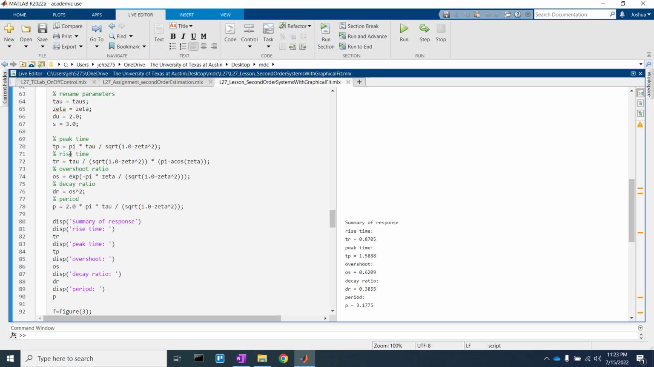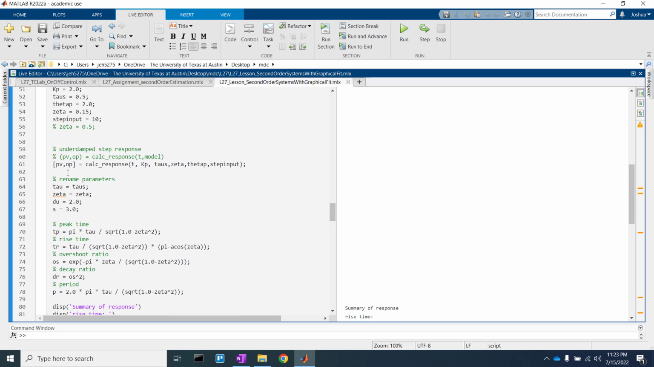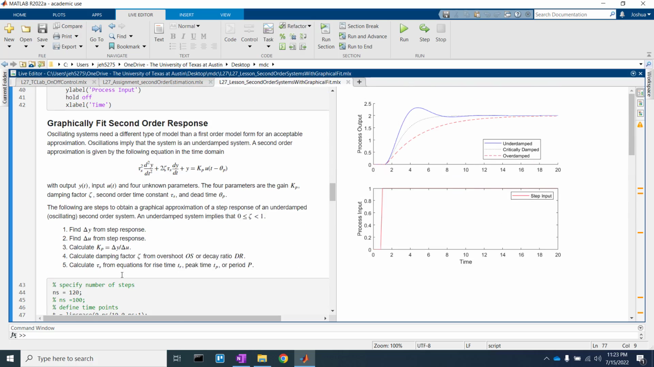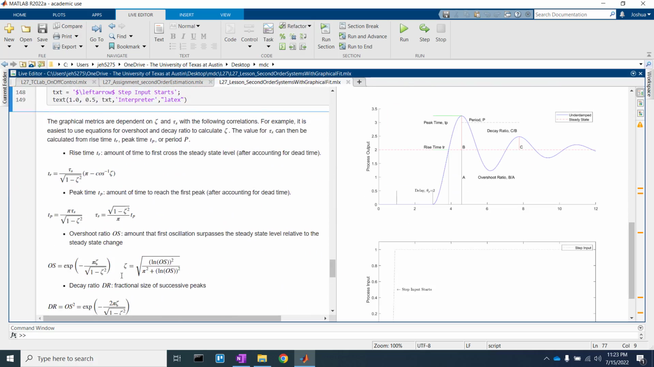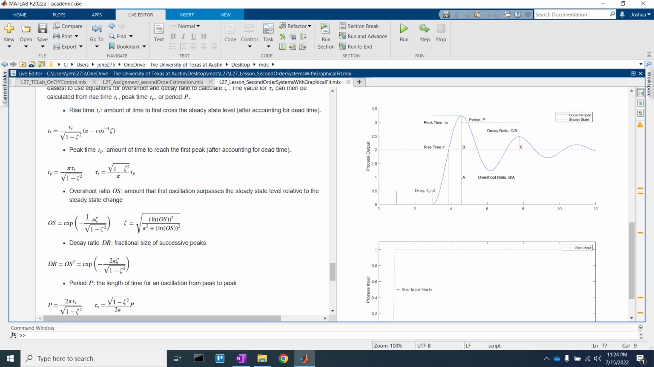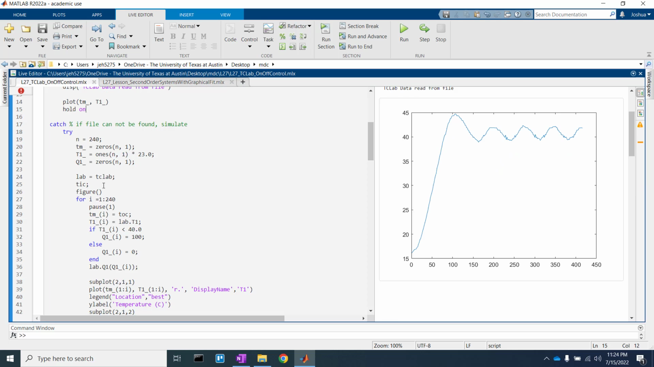Okay, we need to define these sometimes. We have relationships between peak time, rise time, overshoot ratio, decay ratio, and period. I'll make sure that they're listed here after this. Knew we had a list, here we do. So the overshoot ratio is equal to some relationship of zeta. If we have zeta, we want to get the overshoot ratio. Vice versa, if we have the overshoot ratio and we want to get zeta, we can use these. So let's flip over to our temperature control lab and plot that.